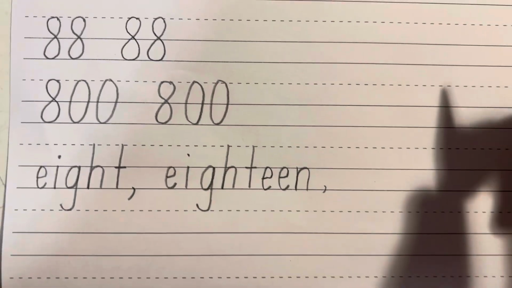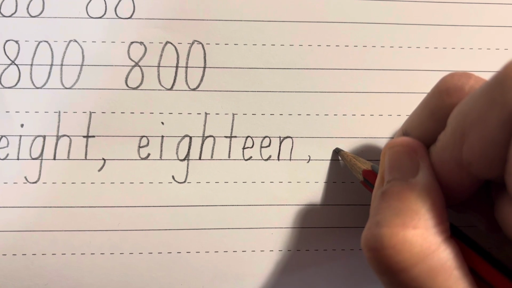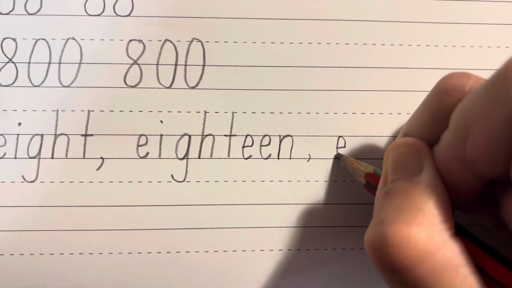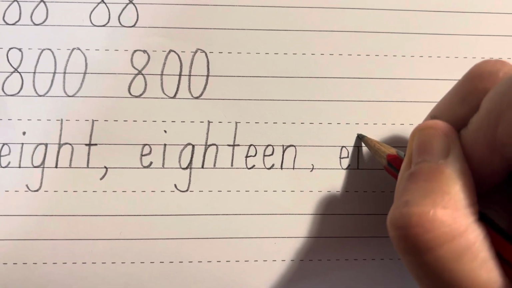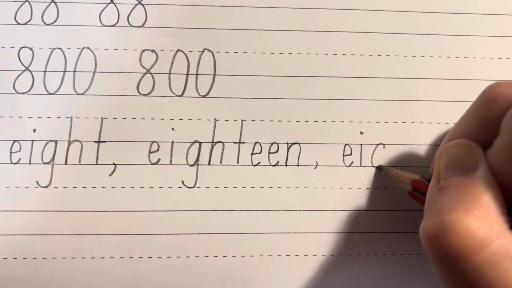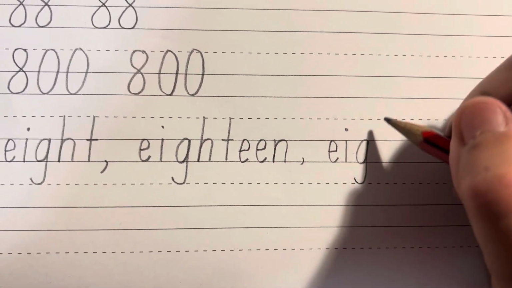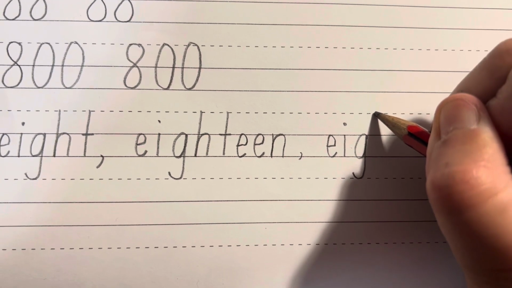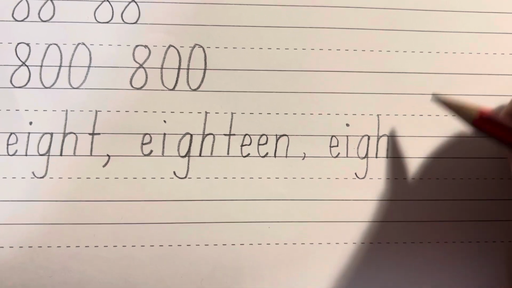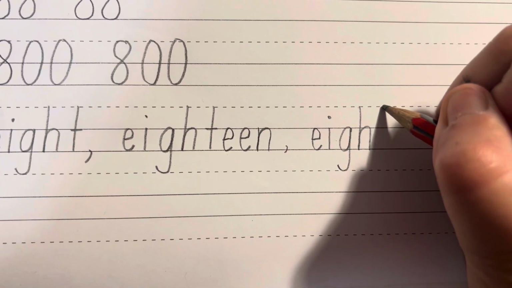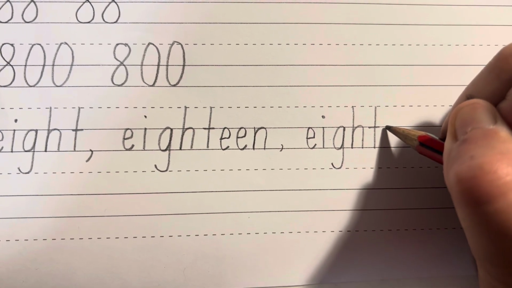Next word is the word eighty. So again, you start with E, across, around and touching the lines. I, dot on top. G, around and all the way down to the bottom, touching the bottom solid dotted line. And then you have H, which is nice and tall, starting from the top dotted line, down and up, around and down. Then you have T, straight down and cross on the line. And then finishing off with a Y.